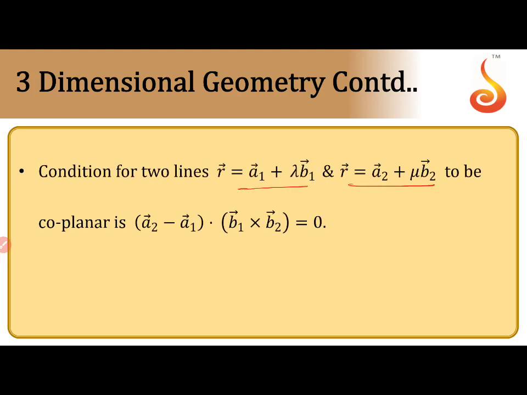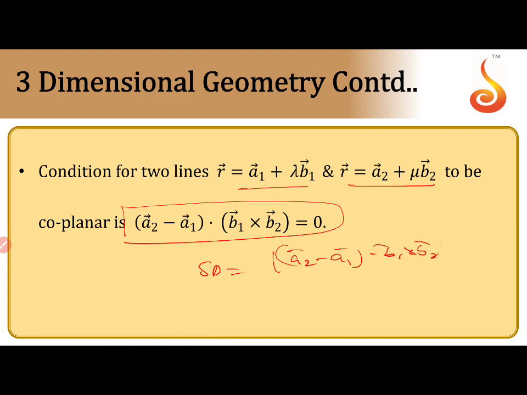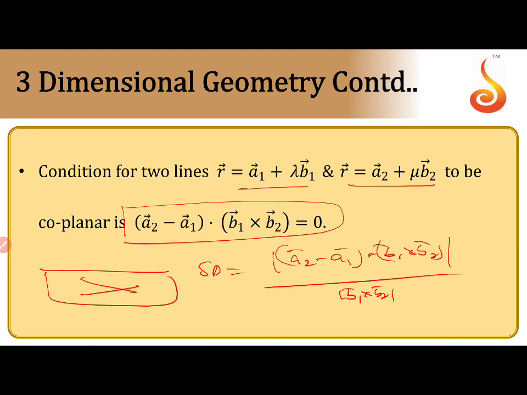So the condition that two lines will be coplanar. If two lines are coplanar, it means they should be in the same plane. It's a condition for two lines in the same plane. How does this formula come? We have the shortest distance formula: modulus of (A2 minus A1) dot (B1 cross B2), whole divided by modulus of B1 cross B2. This is for two skew lines; they are in different planes. If they are in the same plane, they should intersect. That means the shortest distance becomes 0. If the shortest distance is 0, this entire value equals what?